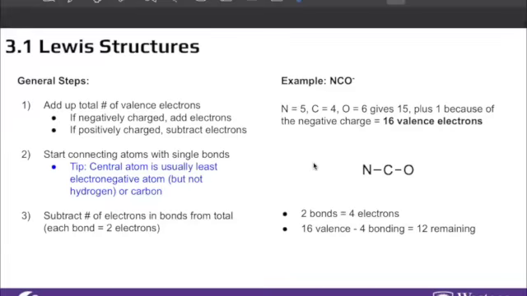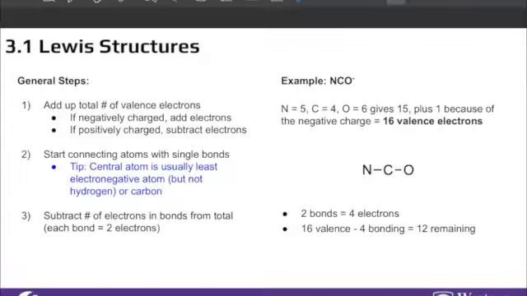All right, so our next section is on Lewis structures. And so these are a way that we can use to represent compounds with covalent bonds. And so what I'm going to do is just go through the general steps of how to draw Lewis structures, and at the same time I'll use this example of NCO negative to illustrate those steps.